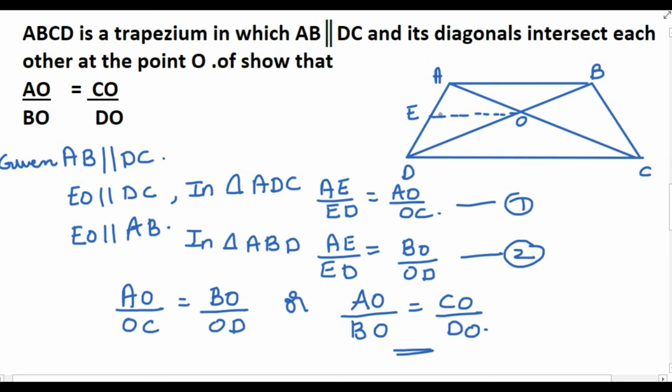So therefore we have to construct like this: EO parallel to DC, and since AB is parallel to DC, I can write EO is parallel to AB.